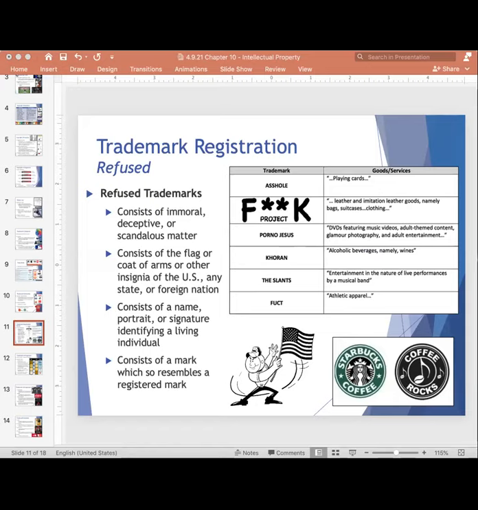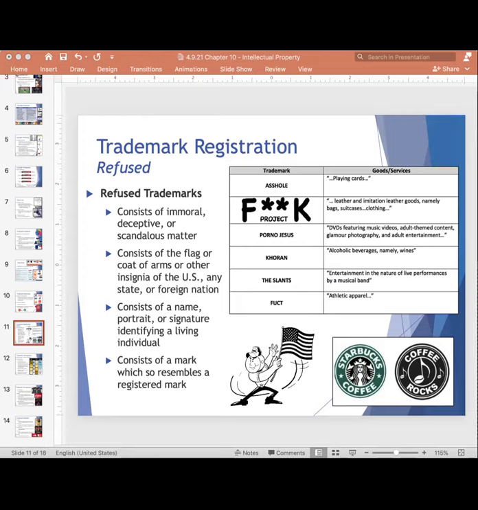Understandably, any mark that is someone else's name or their portrait, particularly of living individuals, would be rejected unless you have expressed written consent from that person. That just makes sense. That's a right of publicity issue, which we'll talk about.